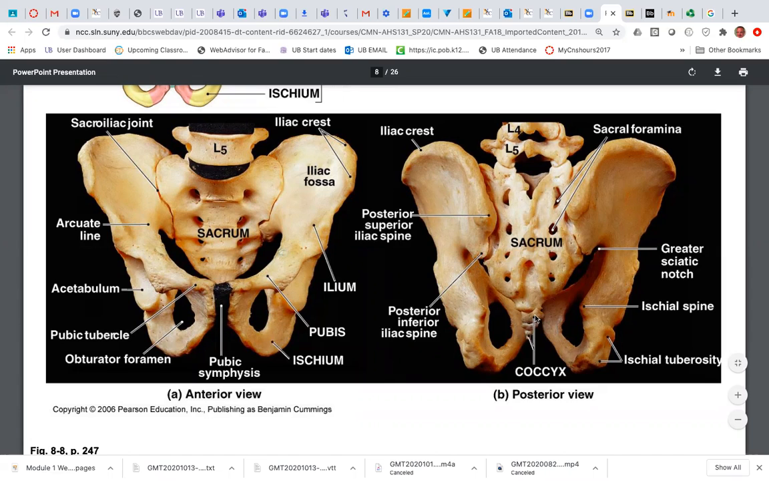Sometimes it's 3 segments, sometimes it's 5 segments, depending on the individual, but it's 3 to 5 fused segments. This can fracture when people fall and they land on it. It's often painful when it dislocates or fractures. There is neurological tissue that attaches here to the coccyx.